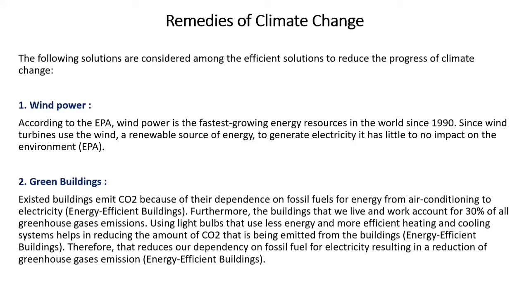Existing buildings emit CO2, that means carbon dioxide, because of their dependence on fossil fuels for energy, from air conditioning to electricity. Furthermore, the buildings that we live and work in account for 30% of all greenhouse gas emissions. Using light bulbs that use less energy and more efficient heating and cooling systems helps in reducing the amount of carbon dioxide being emitted from the buildings. Therefore, that reduces our dependency on fossil fuels for electricity, resulting in a reduction of greenhouse gas emissions.